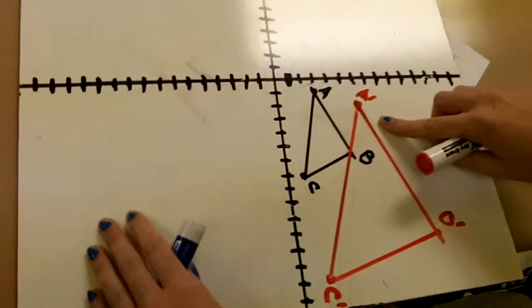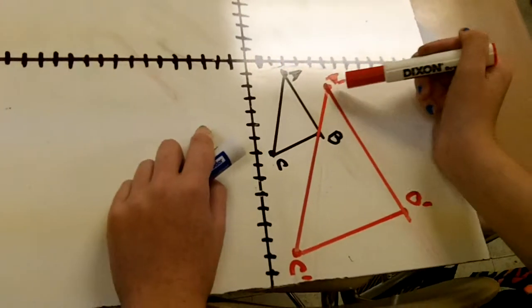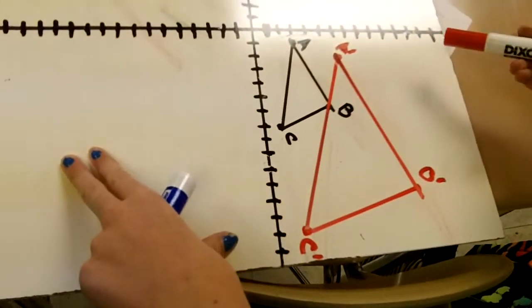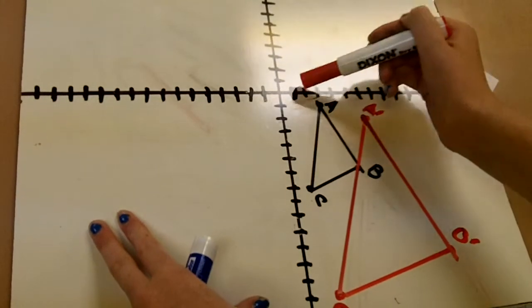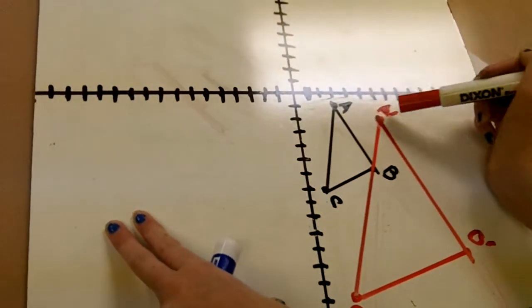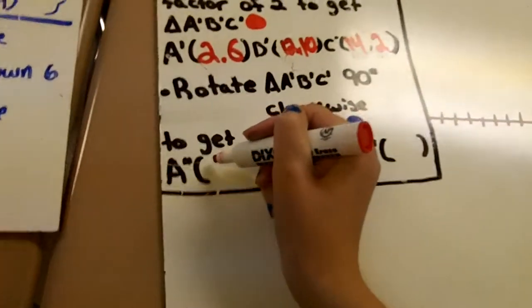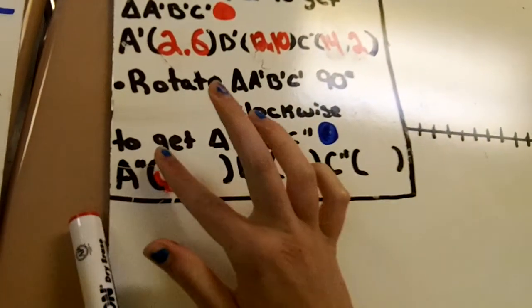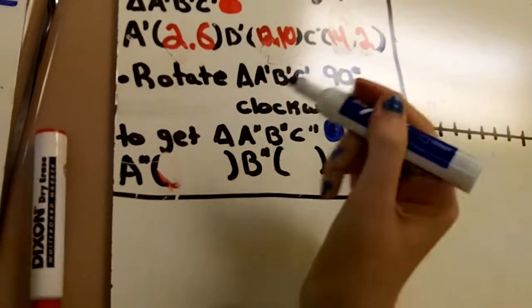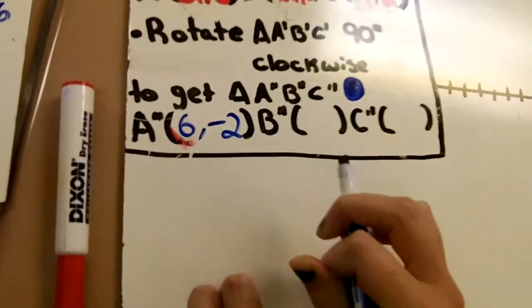So we're focusing on the prime triangle right now. So let's look at point A. This is our new y-axis. This is our new x-axis. So point A is 2, 4, 6 over and negative 2 down. We're doing this in blue. So 6 over, and then we're going to have a negative 2.